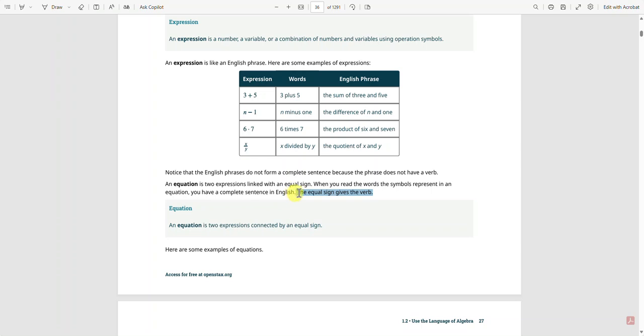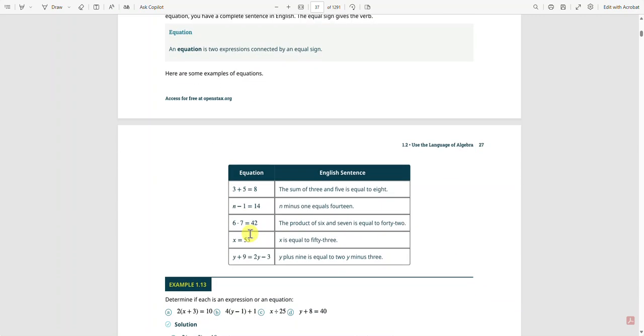The equal sign is basically equivalent to the verb is, right? To say that A equals B is really like saying A is B. So the equal sign acts like a verb in a sentence. Here we have the definition of equation. An equation is two expressions connected by an equal sign.